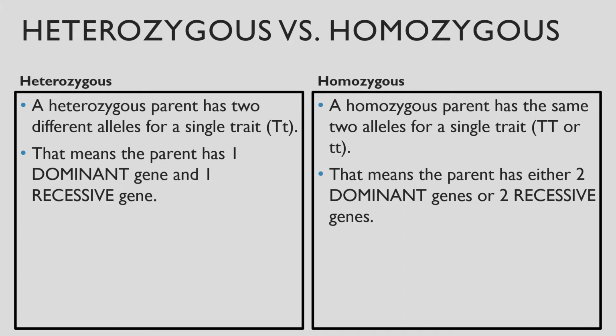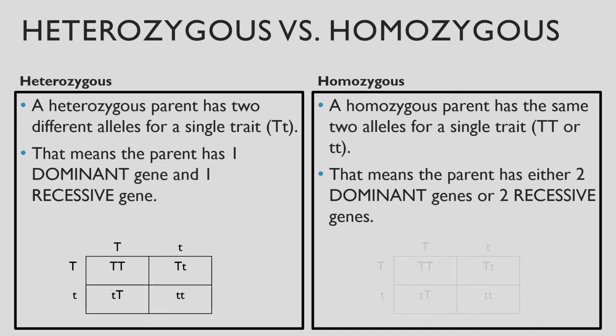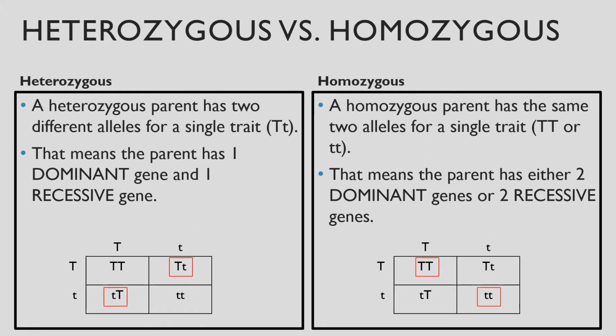So to show you really quick what these pairings look like. If we were looking at heterozygous, we're looking for 2 different alleles for the same trait. And so both of these are heterozygous because they have 2 different alleles, a dominant and a recessive. Whereas on the other side, both of these are homozygous. The two capital letters would be homozygous dominant, and the two lowercase letters, homozygous recessive.